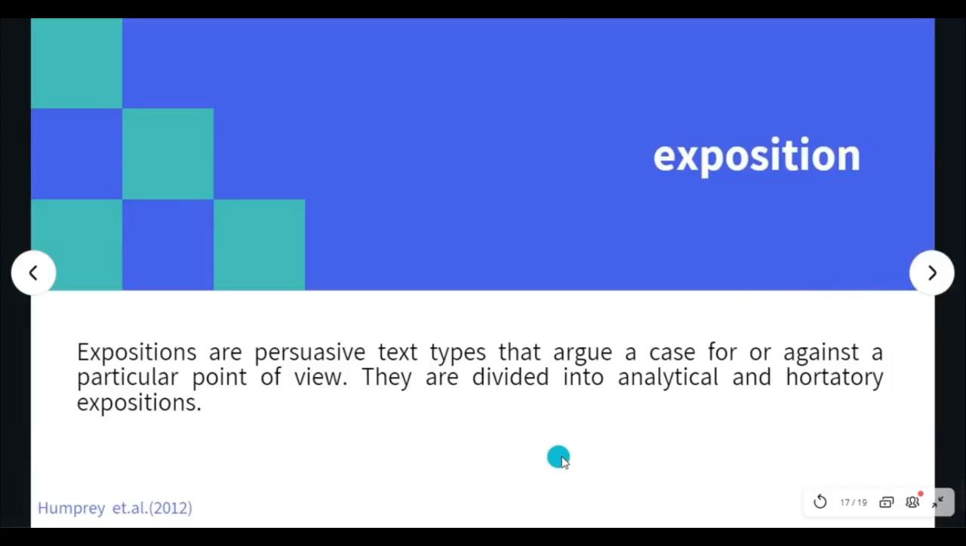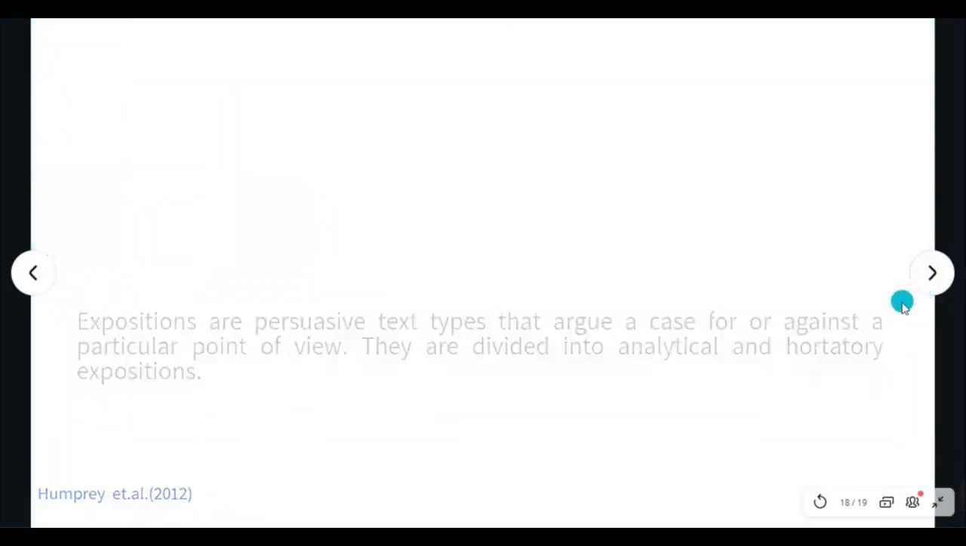Expositions are persuasive text types that argue a case for or against a particular point of view. They are divided into analytical and hortatory exposition. So this is the definition of exposition text types, that when you're writing exposition text, you will argue a case for or against, whether you agree or disagree with the issue you are talking about. And here is the example.